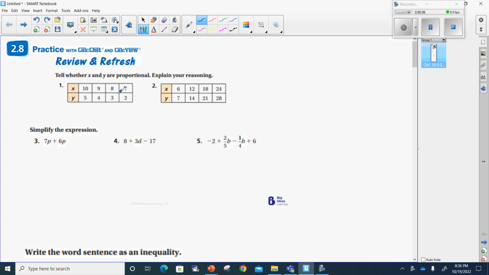Tell whether x and y are proportional. Well, I can tell if they're proportional by taking y over x and seeing if it's the same every time. The first one's going to be 5 over 10. And that's going to equal 1/2 because both of these are divisible by 5.